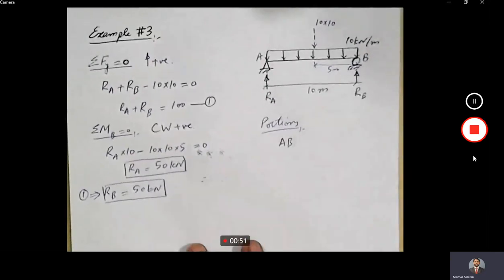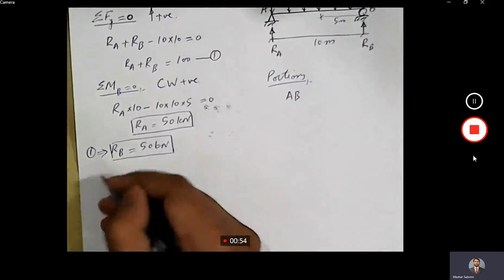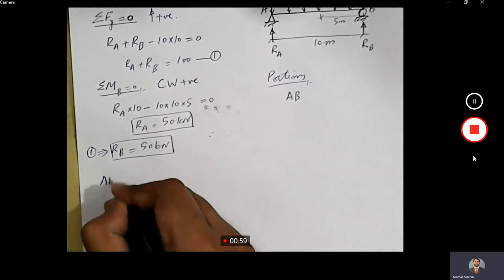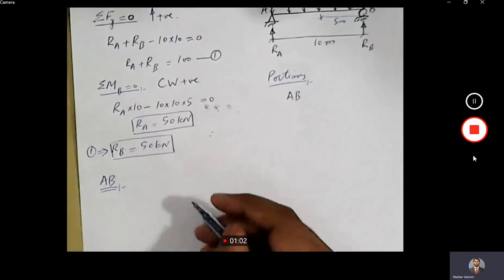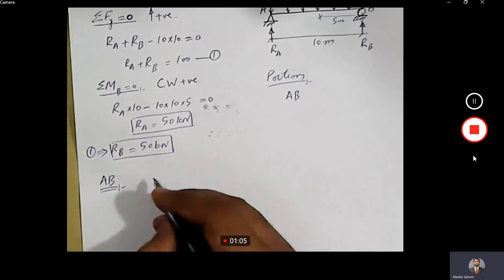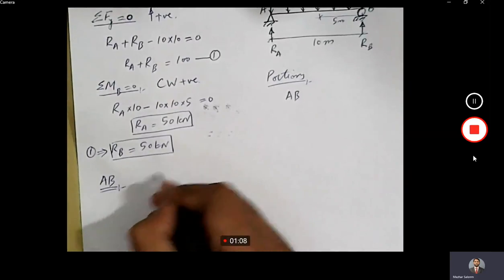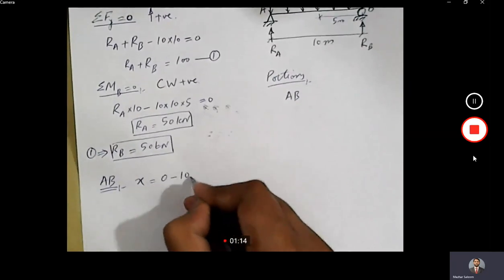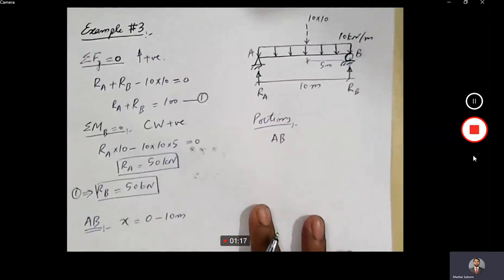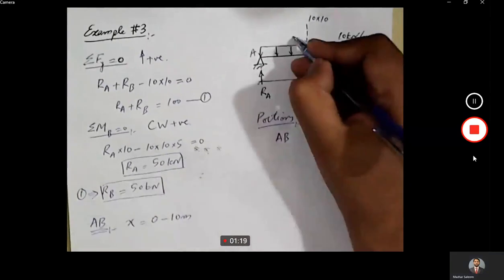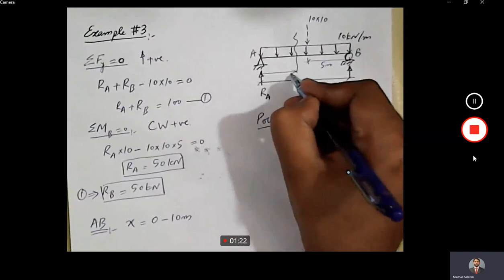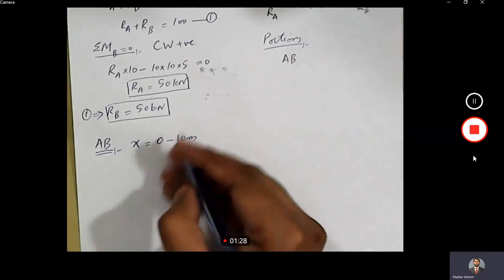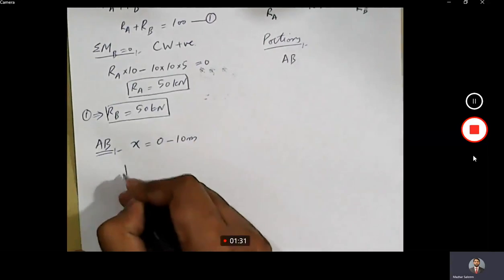Now let's consider this portion, draw its free body diagram, and then write down the equation for shear force and bending moment. So portion AB. For portion AB, what is the value of x? X starts from 0 and it goes up to 10 meters, because if we consider a section here, this is x. Okay, so let me draw the free body diagram.